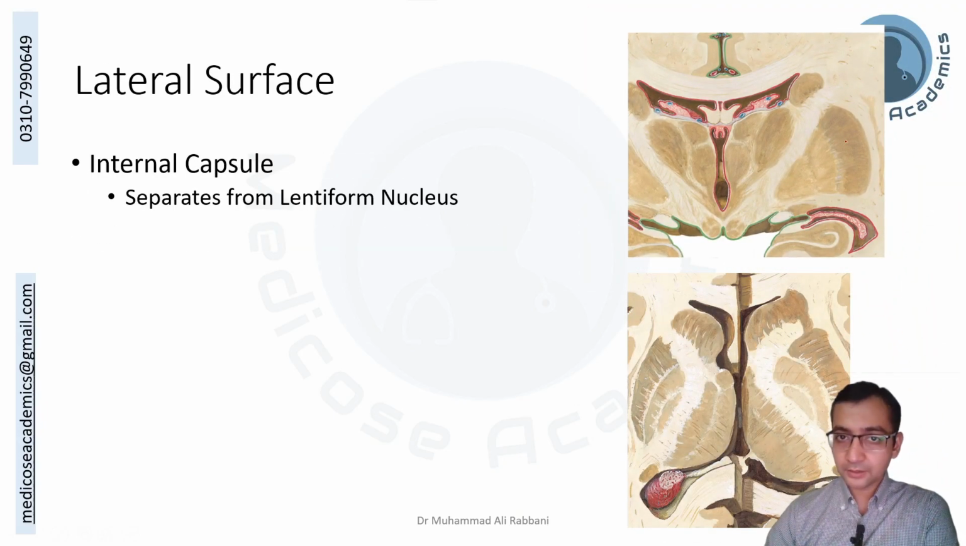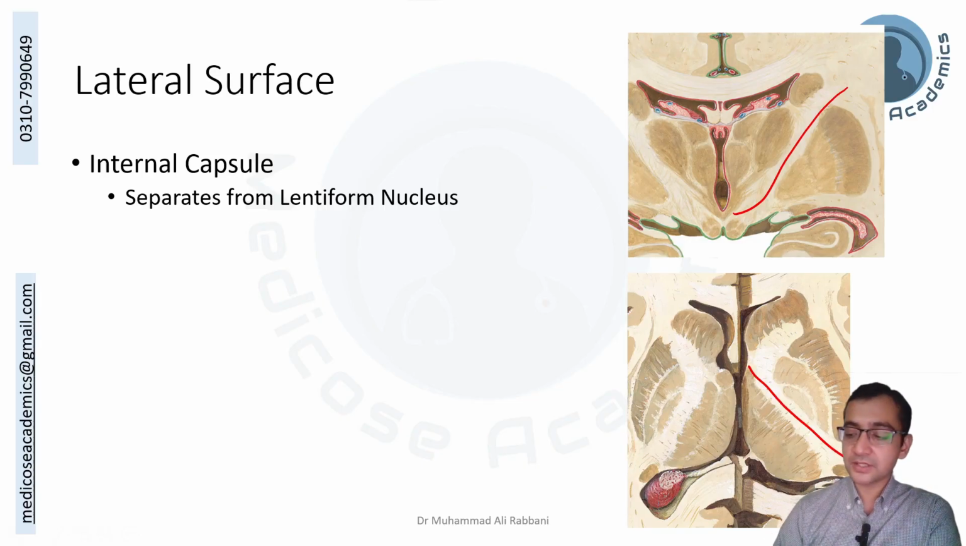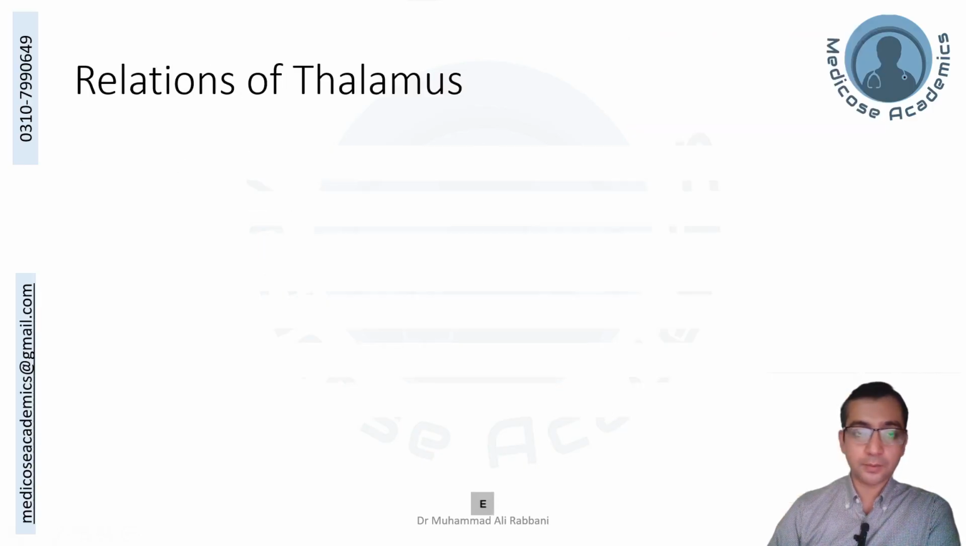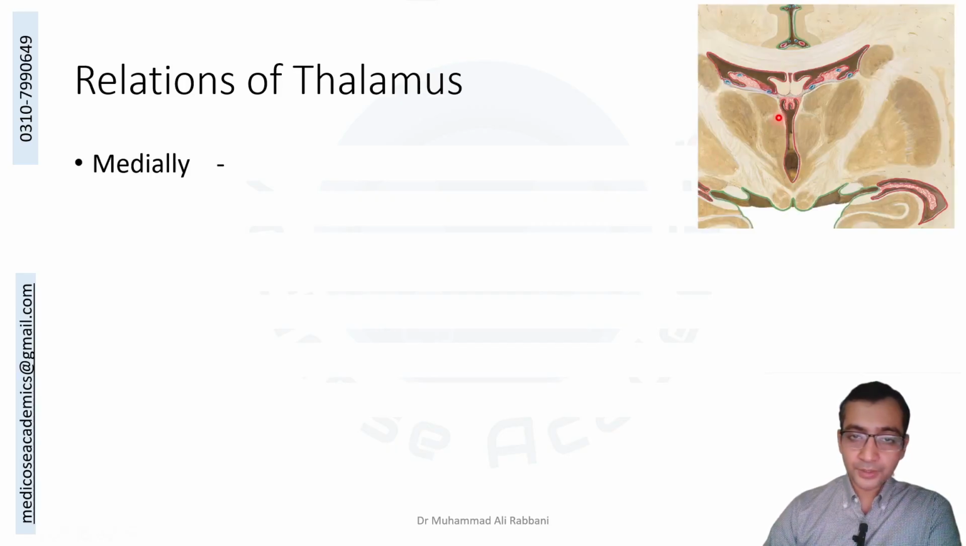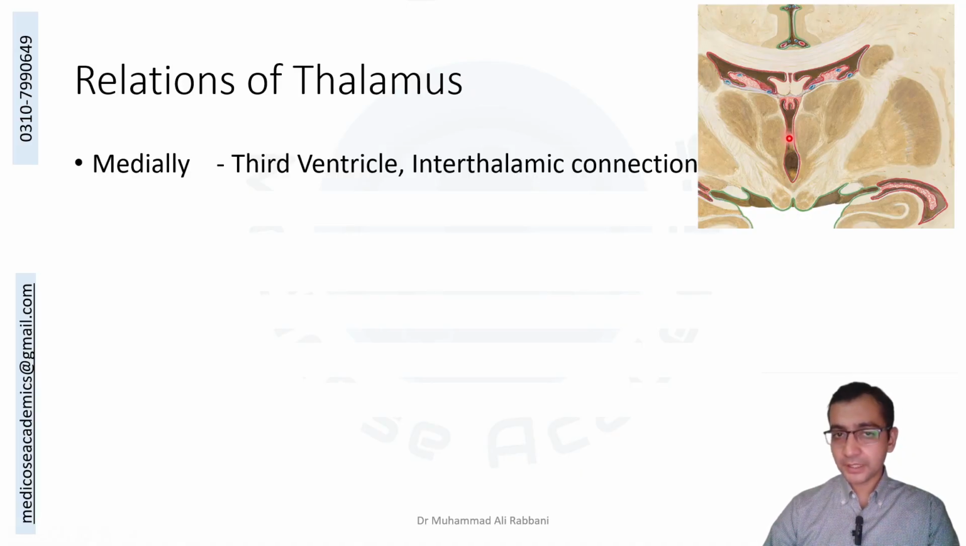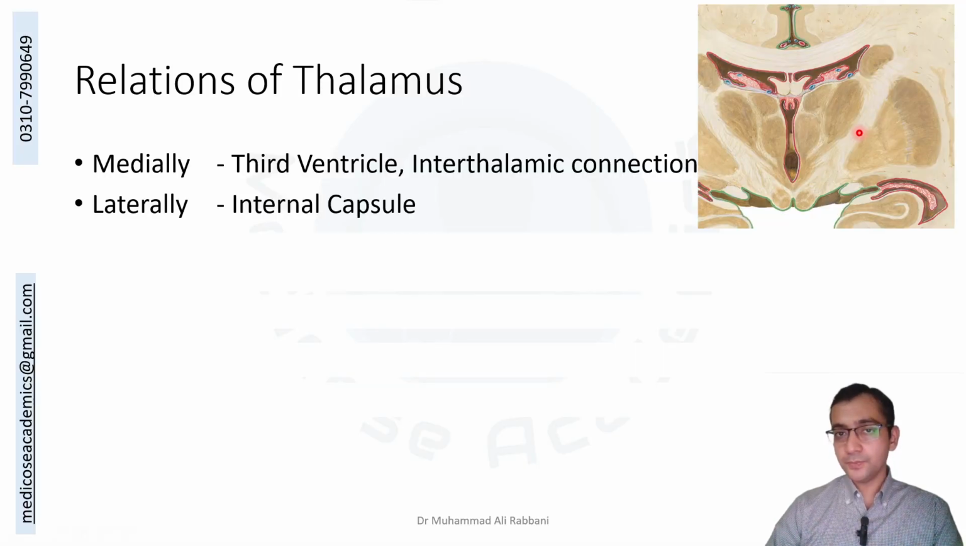On the lateral aspect, the most prominent and maybe the only structure that is very visible is the internal capsule. These are the fibers coming to and from the cerebral cortex. So what are its relations? On the medial aspect, there is the third ventricle and interthalamic adhesion. On the lateral aspect, there is the internal capsule.